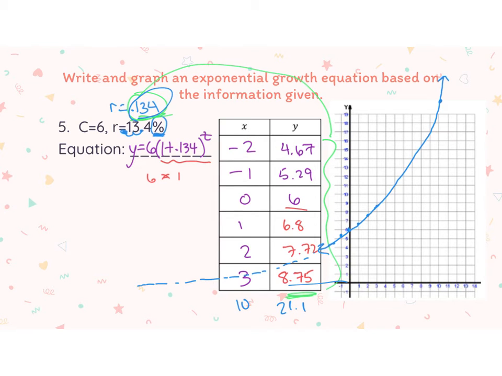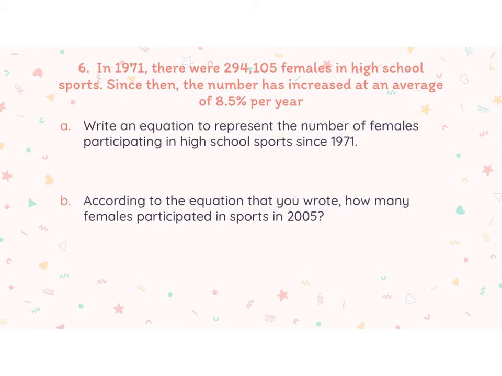Let's take a look at number 6. Now we're going to do some application questions. It says in 1971, there were 294,105 females in high school sports. Since then, the number has increased at an average of 8.5% per year. It says write an equation to represent the number of females participating in high school sports since 1971.